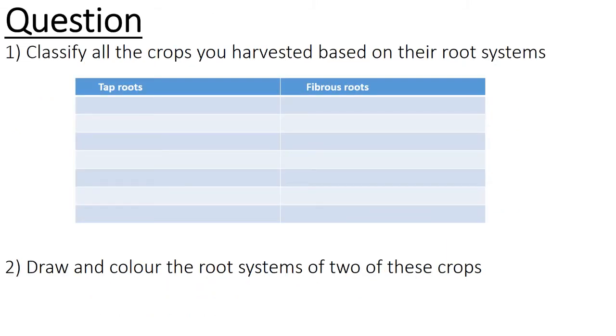So this is the question I have for you. Classify all the crops you harvested based on their root systems. So you have to list all the plants that have tap roots, and then all the plants that have fibrous roots, in a table. Take a picture and forward it to me. And then the second question is, draw and color the root systems of two of these crops.